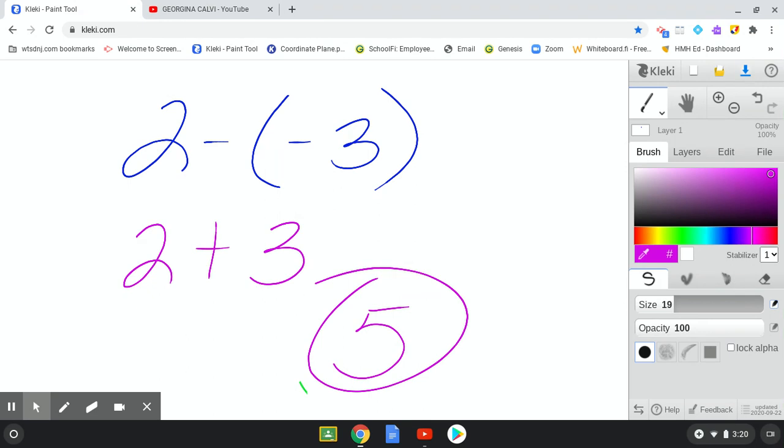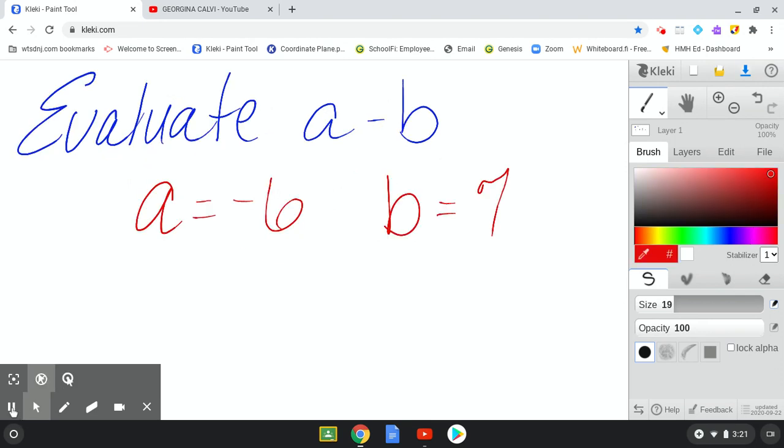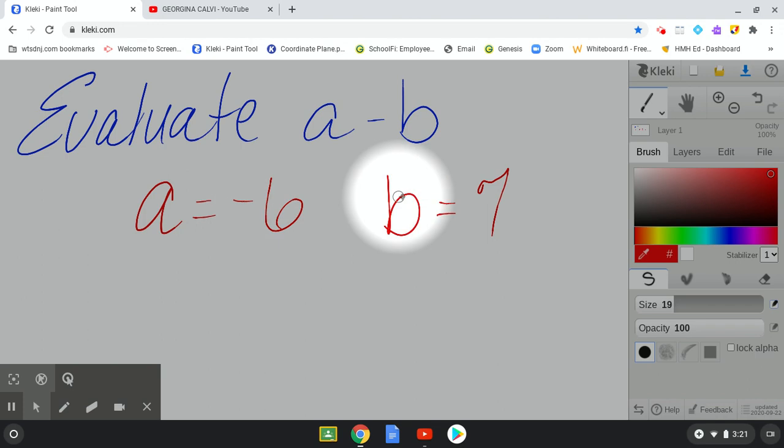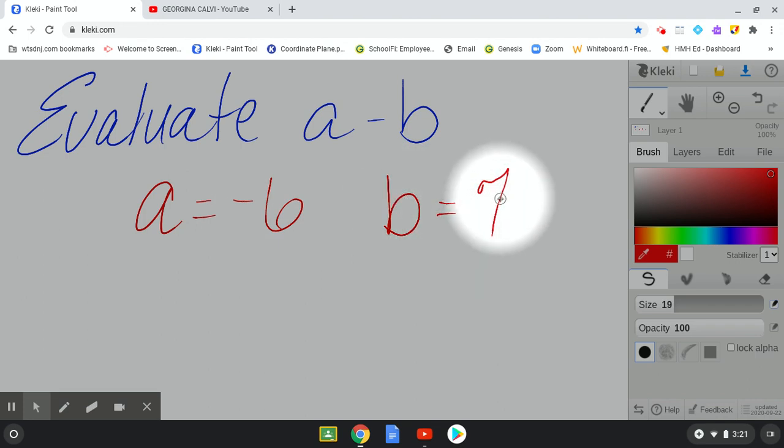All right, so let's try solving when we're evaluating expressions. Okay, they're here saying to evaluate A minus B when A is equal to negative 6 and B is equal to positive 7. So all I'm doing is plugging in the negative 6 for A into my equation and positive 7 in for B. So let's go ahead and do that.